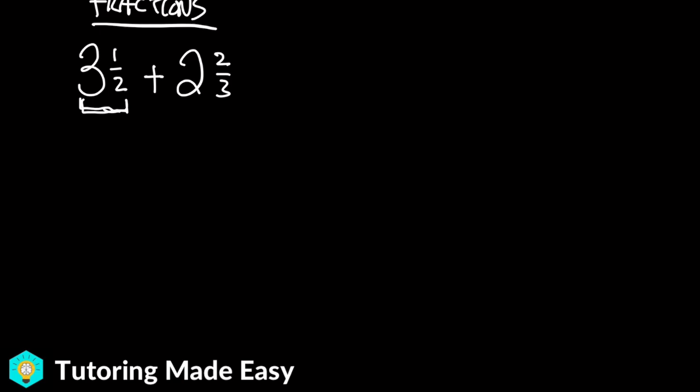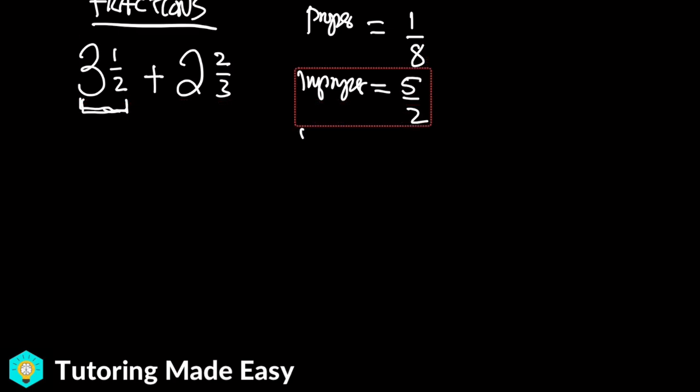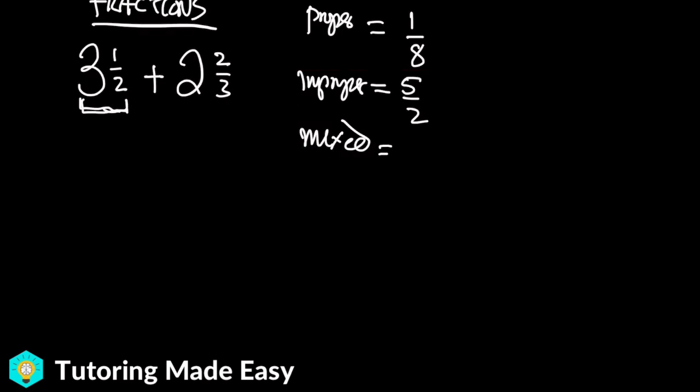Remember that we said that with a proper fraction, the numerator is smaller. So maybe 1 over 8. The numerator is smaller than the denominator. An improper fraction, on the other hand, has the numerator bigger. So you have something like 5 over 2. It's an improper fraction. And you have the mixed fraction, which can be, for example, 3 whole number 1 over 2. That's what we actually do.